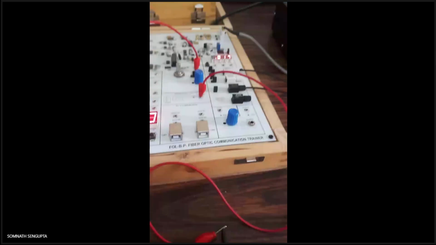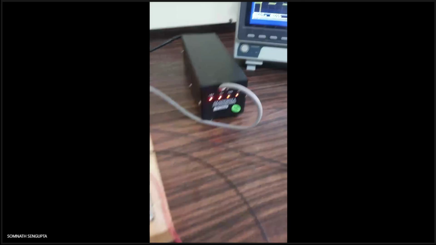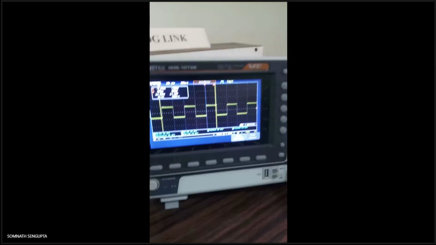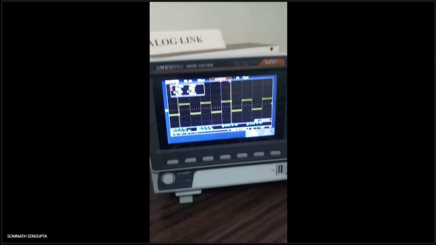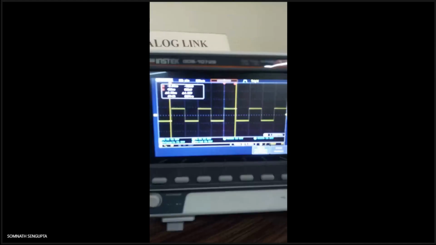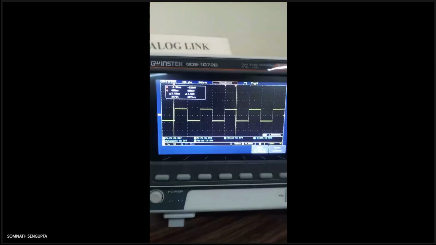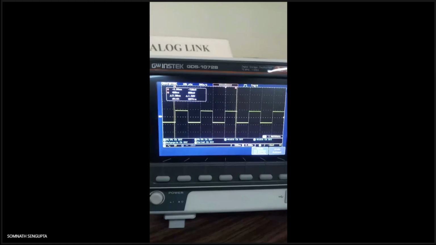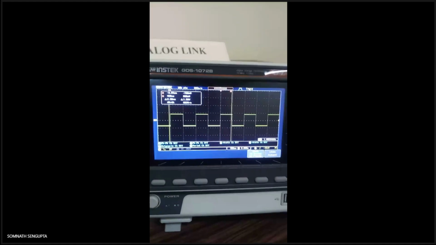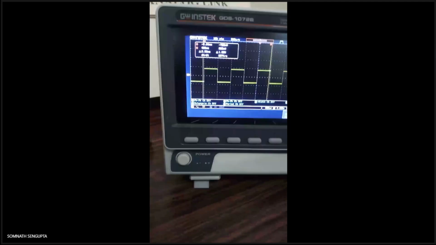You see, this is the output that is coming. I have connected the point here, the same circuit, and this is the output wave. So you just note down the output waveform. That is the 1 kilohertz signal, and the voltage is 2 volt peak to peak. Not exactly 2 volt, it is slightly lesser.